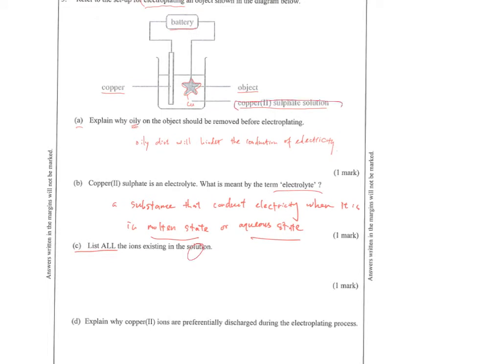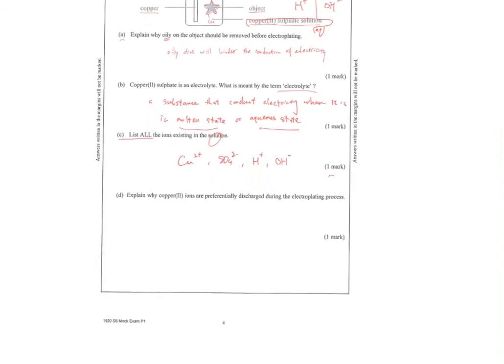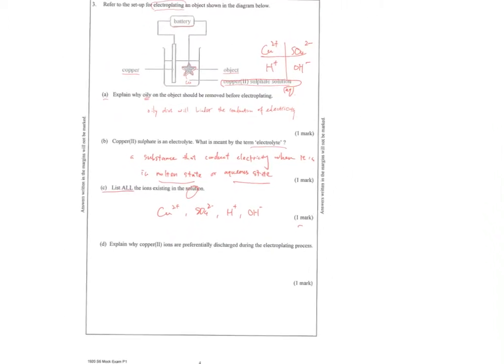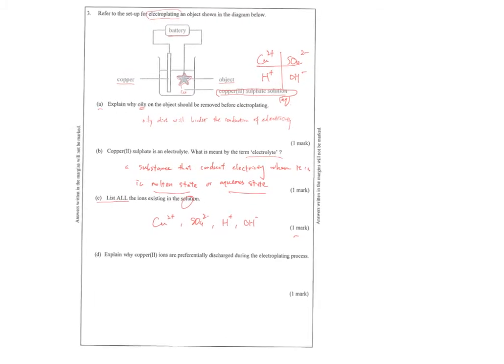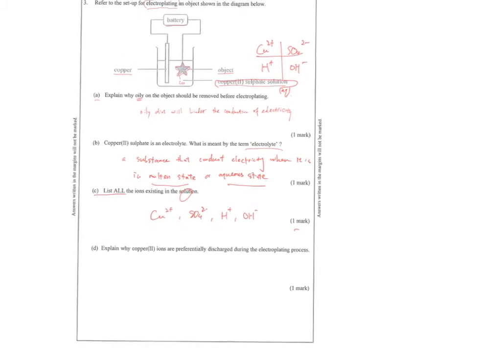So this is a copper(II) sulfate solution. Copper(II) sulfate solution should have Cu2+ and SO4 2-. Solution means it's aq, right? So aq means it contains water. So water also contains H+ and OH-. So you need to list out all the ions so that you can get one mark. Not really difficult. Next: explain why copper(II) ions are preferentially discharged during the electroplating process.